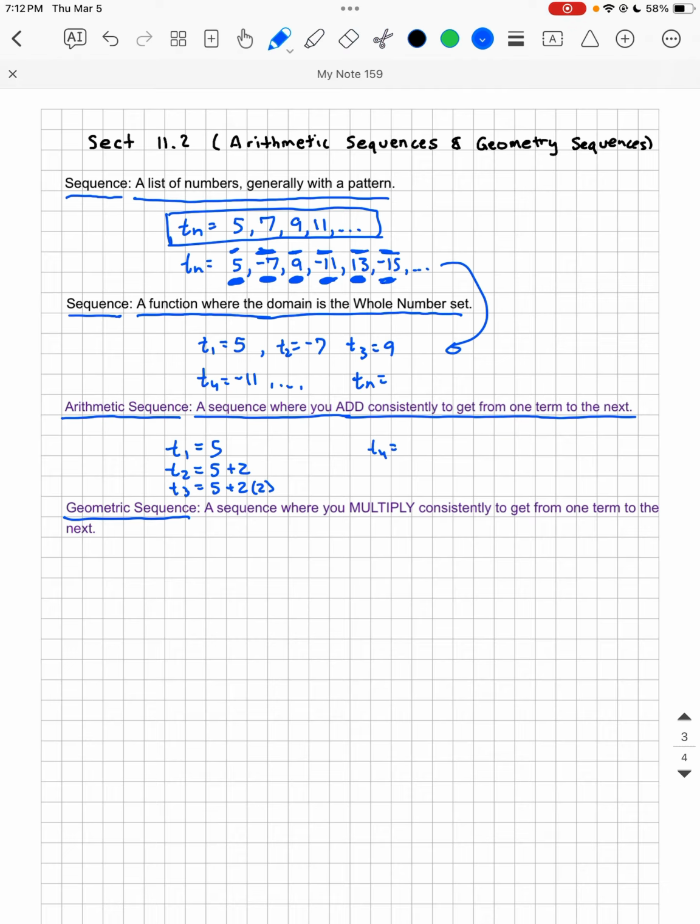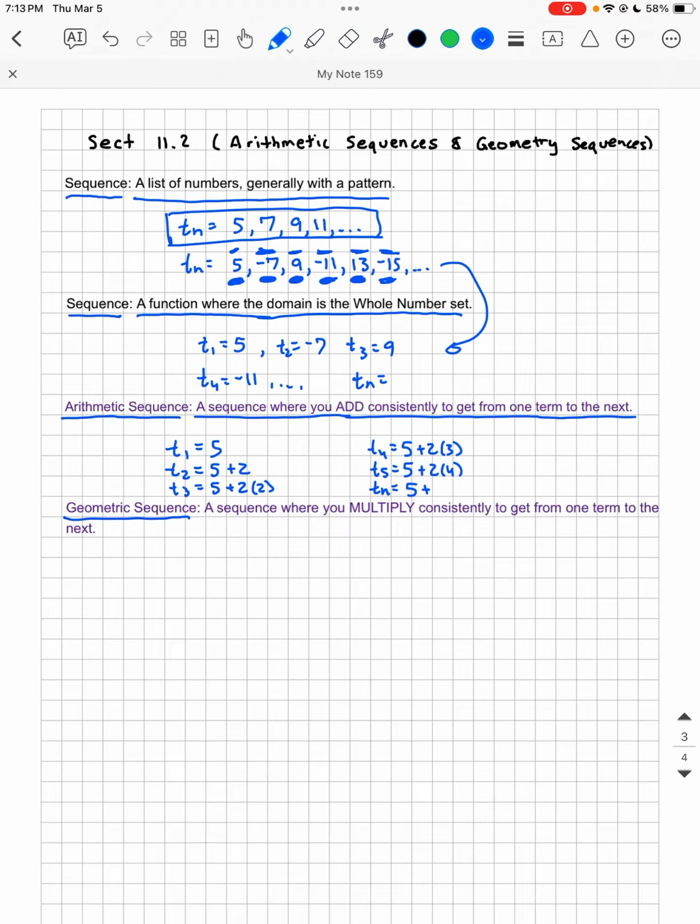And then the next one, T of 4, is going to be equal to 5 plus 2 times 3. And then the next one after that, T of 5, the fifth term, is 5 plus 2 times 4. And when you write it like that, you can see you are consistently adding by 2, or your slope is basically equal to 2. We can now generalize what our general equation is.